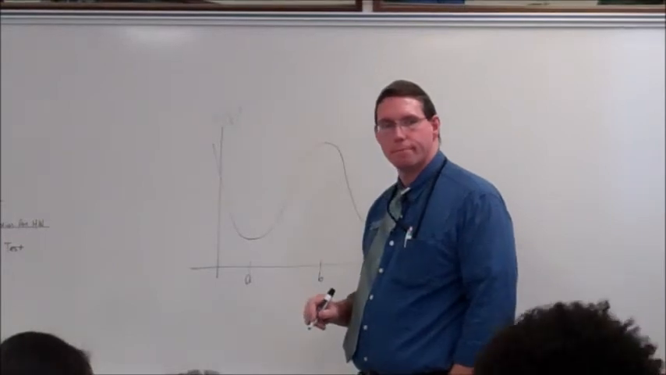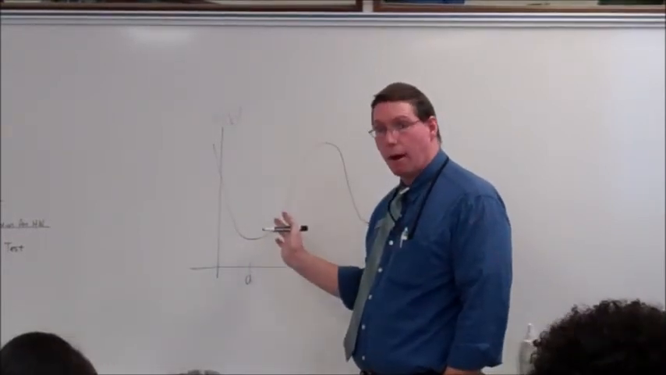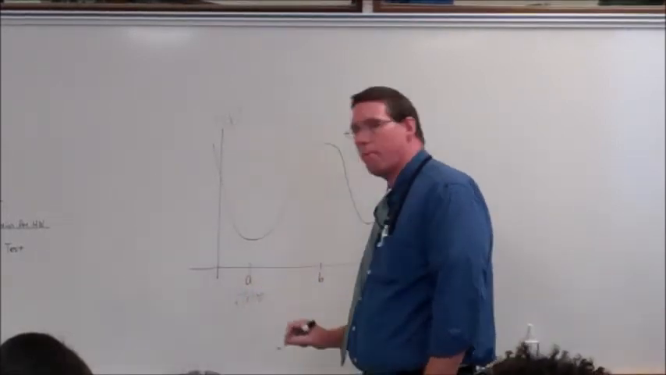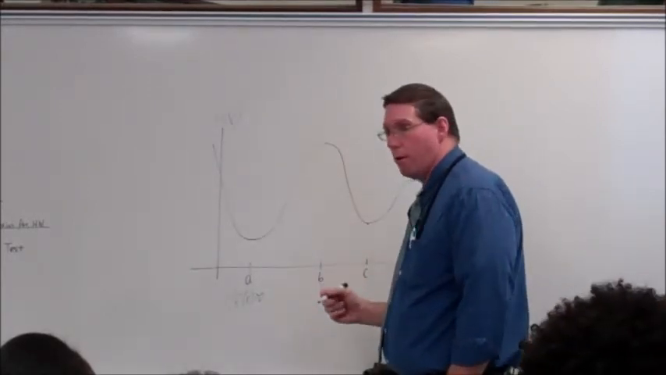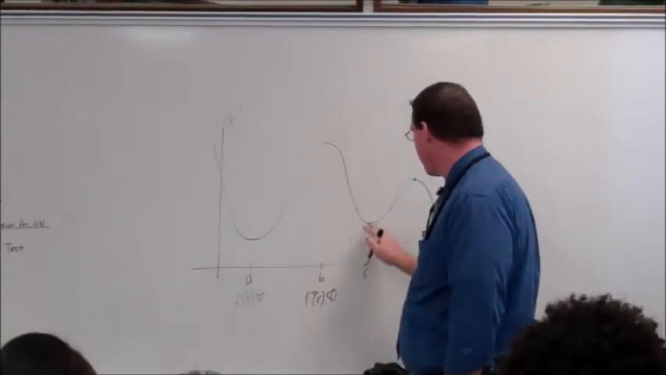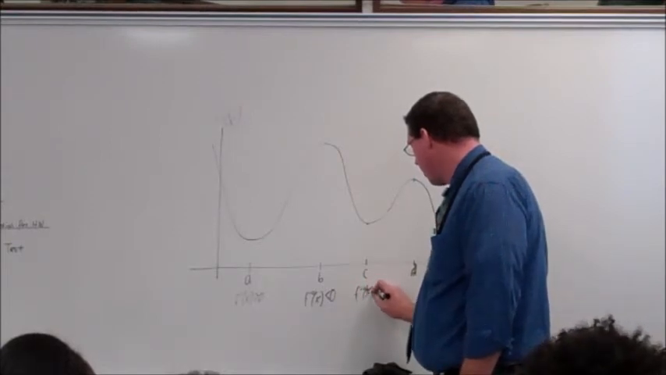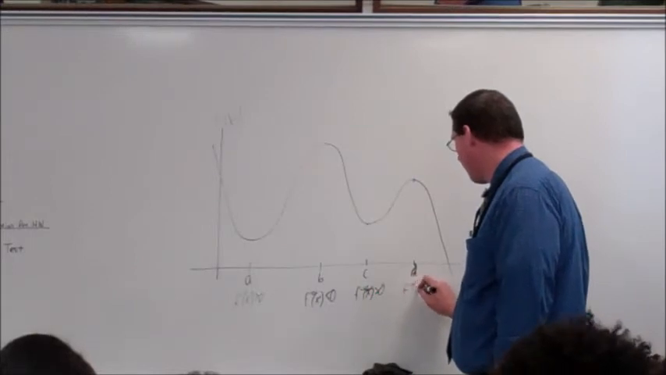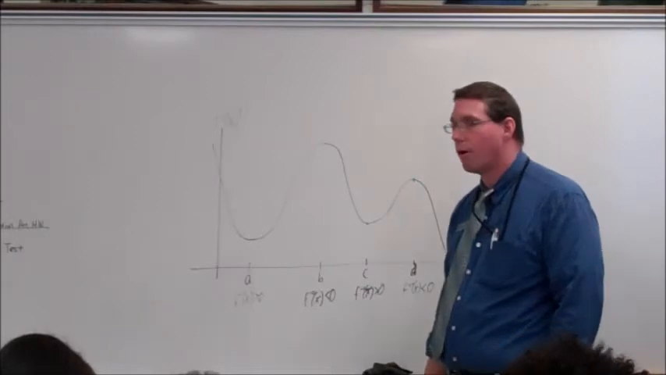The sign changes. Okay, what's the shape? Concave up, right? So f double prime of x is positive, greater than 0. What about at point B? Concave down, so f double prime of x is less than 0, right? What about at C? Concave up, f double prime of x is greater than 0. And at D? Concave down, so f double prime of x is less than 0. Okay?